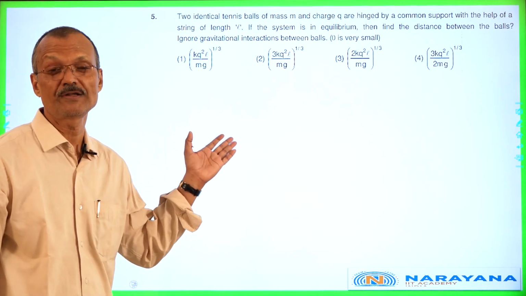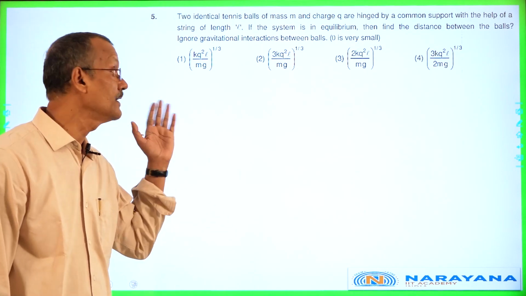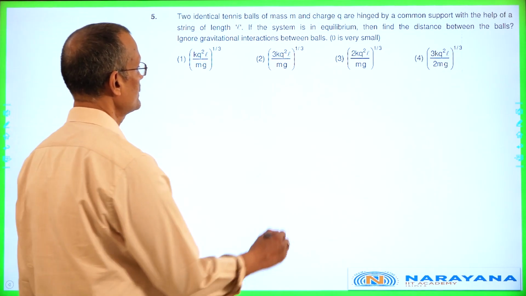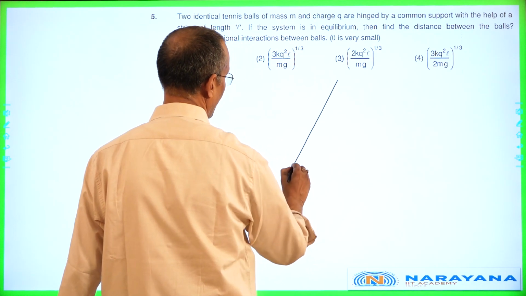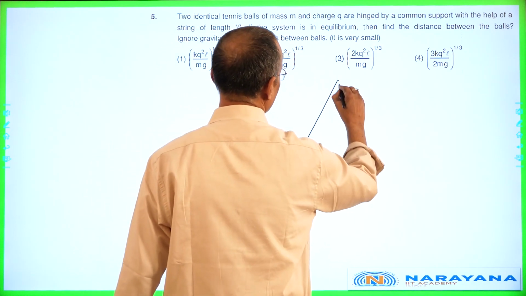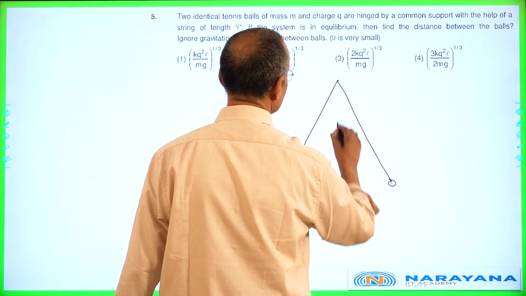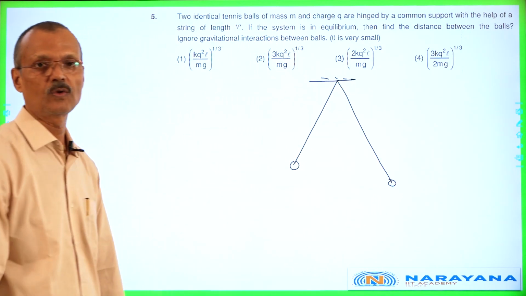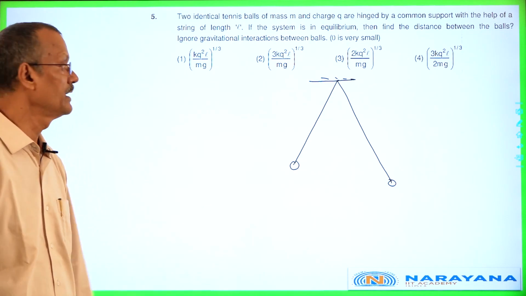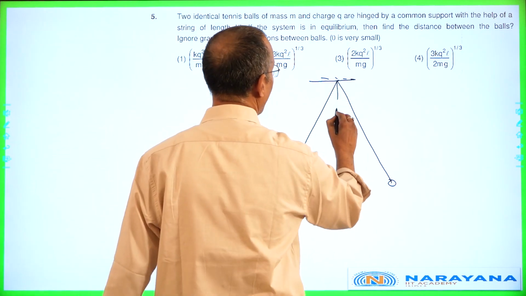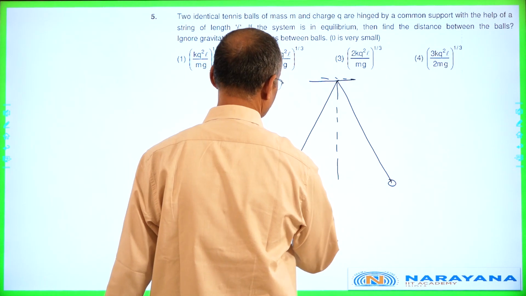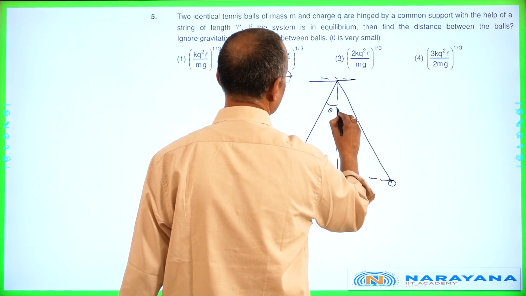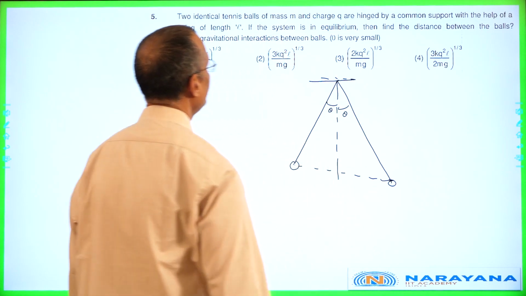Very famous problem, very common problem. In IIT also this model had come. They are telling you from a common support you have suspended these two. You already know if masses are equal, charges may not be equal. This angle, let us take as theta, this will also be theta, these two will be equal.